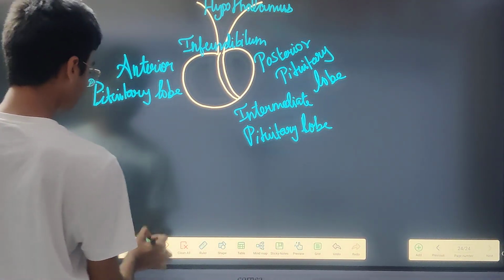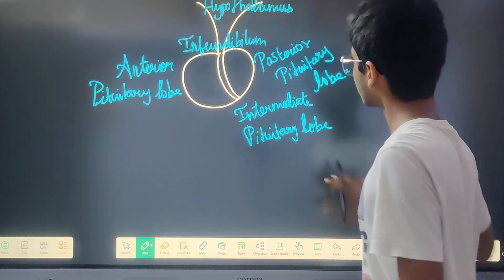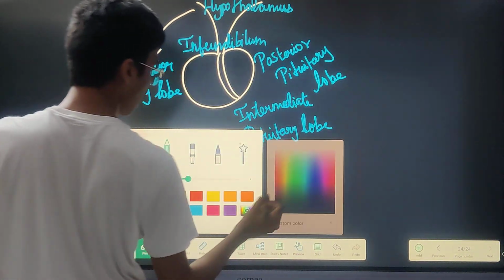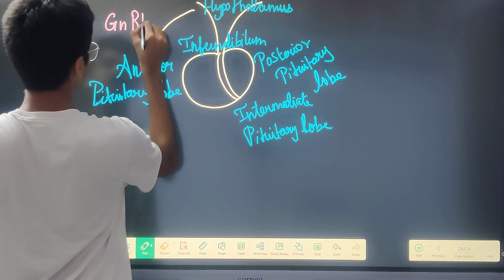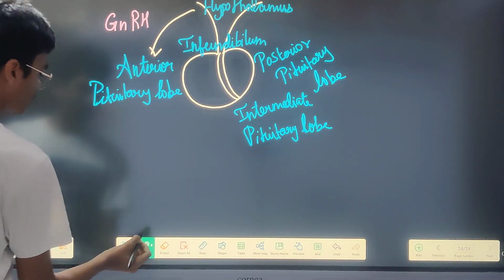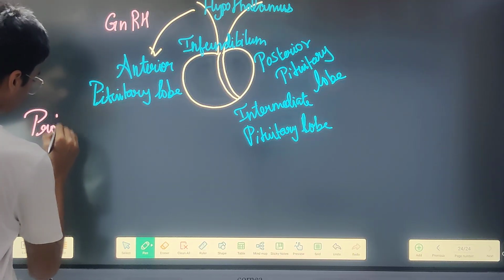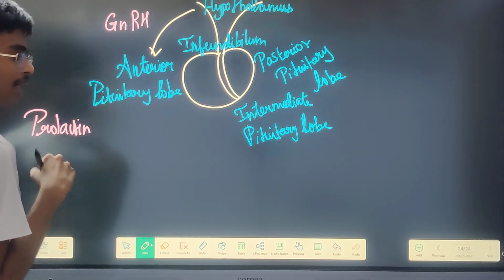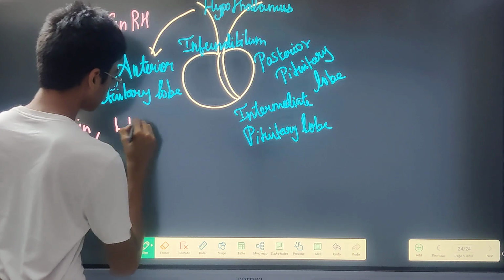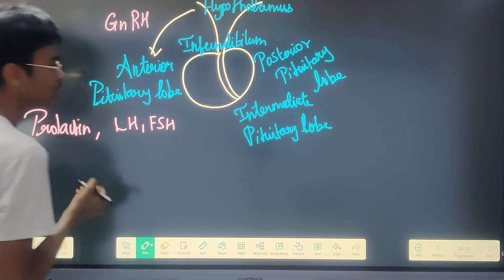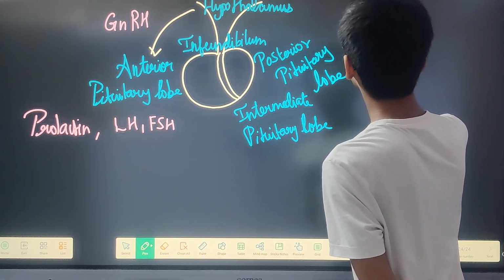Here this hypothalamus will be giving orders to the anterior pituitary gland, the anterior pituitary lobe, by GnRH, gonadotropin releasing hormone. It can release prolactin during lactation or pregnancy. Other than pregnancy, it will be giving the command to release LH and then FSH, and the posterior lobe will be giving the command to release oxytocin.